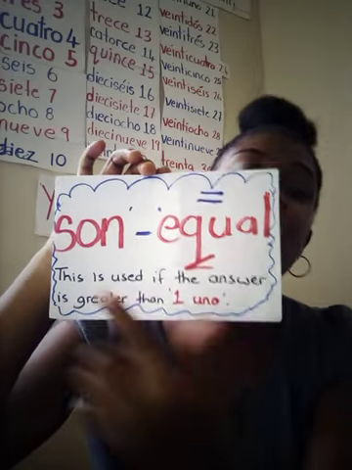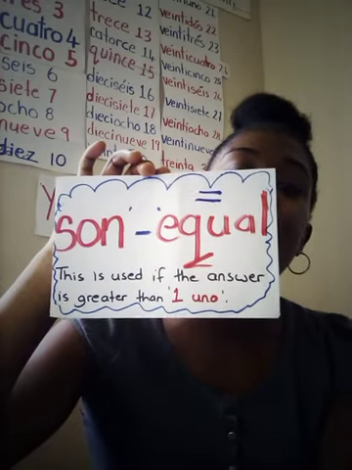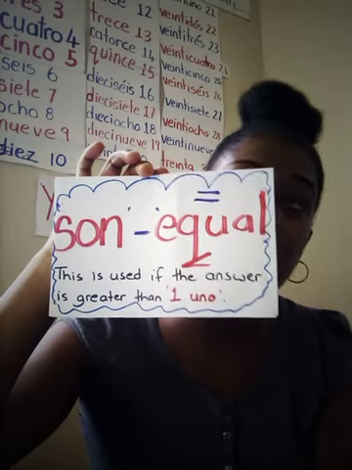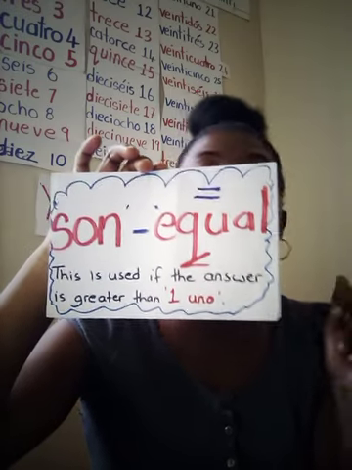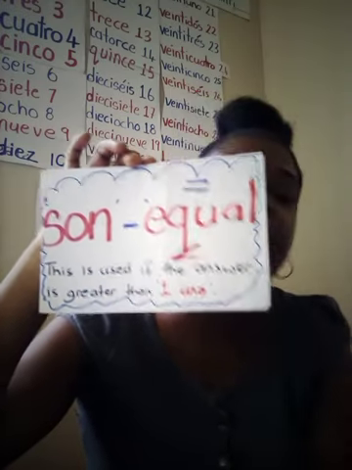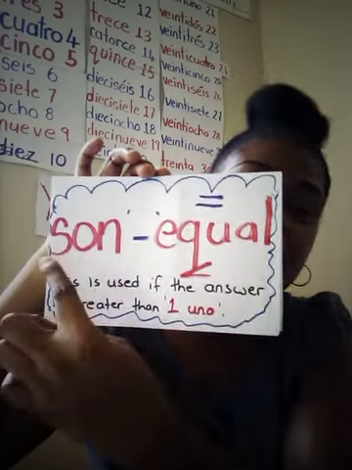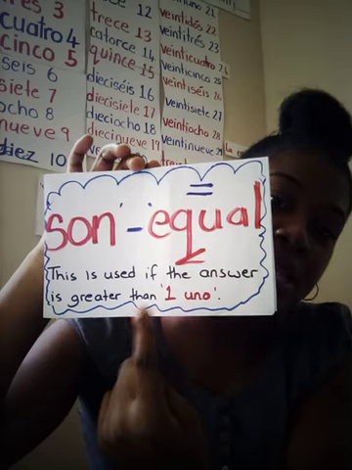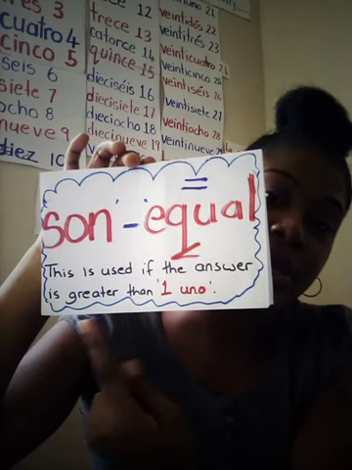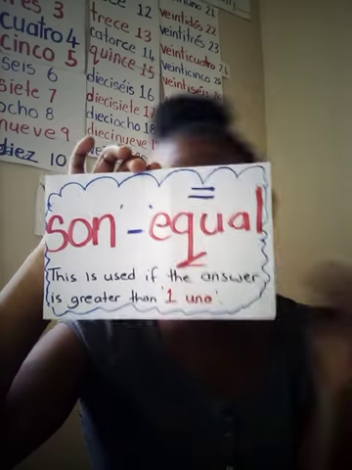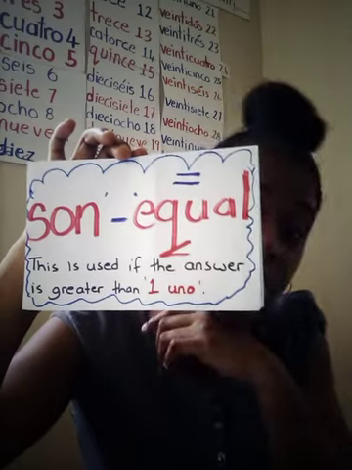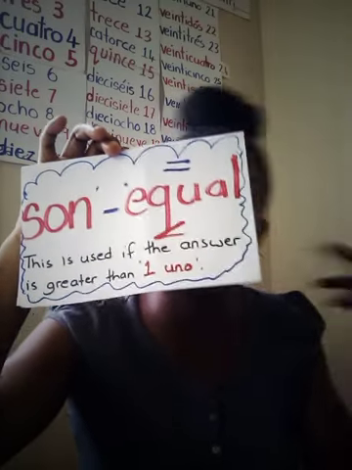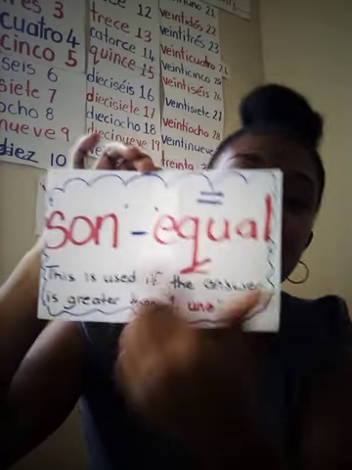So we use the word son for equal when the answer you get is greater than 1. So numbers 2, 3, 4, 5, 6, all the way up to a million, infinity, you are going to use the word son for equal. Good? So this is used if the answer is greater than 1, which is uno. So once your answer is greater than uno, whatever it is, you're going to use son.